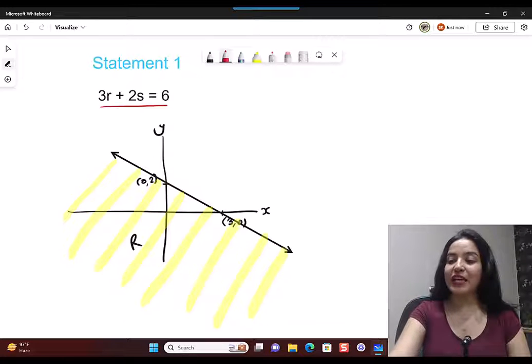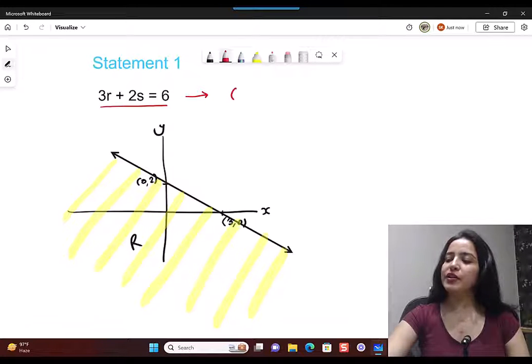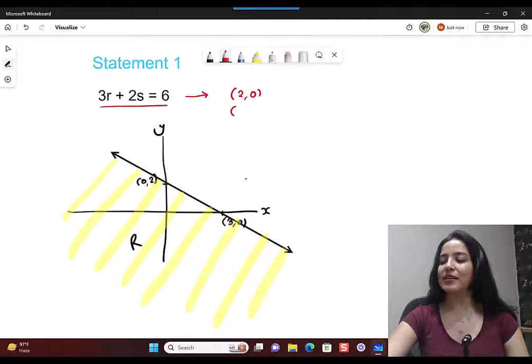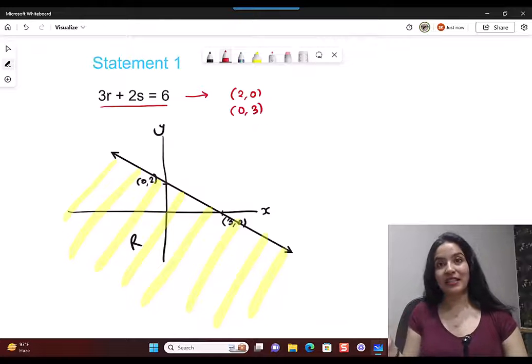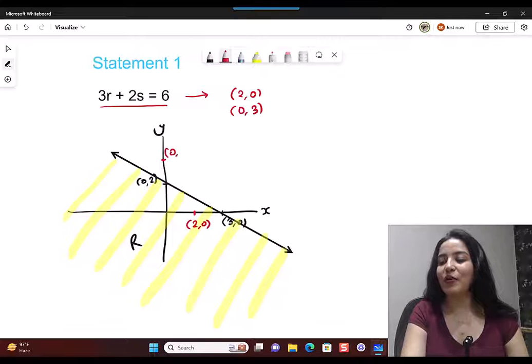So this straight line, if I want to plot, what do I need? I again need 2 points, just like we plotted the previous line. So 2 points on this would be (2, 0), where r is 2 and s is 0, and (0, 3), right? So if I plot this here, all r, s are going to be on the line that joins (2, 0) and (0, 3).